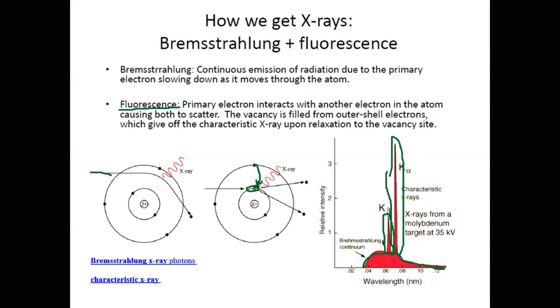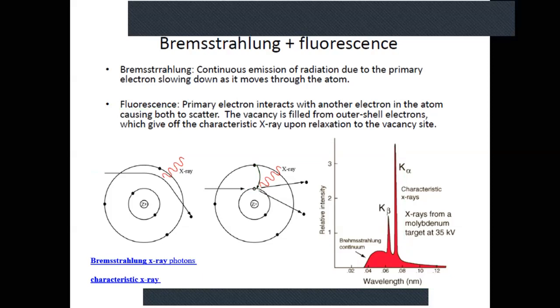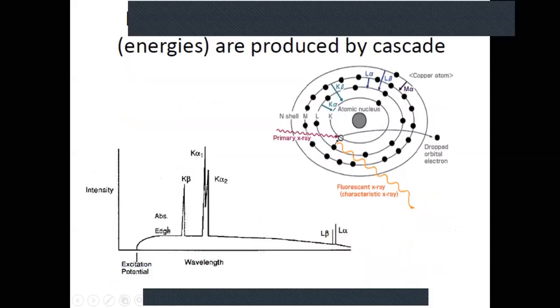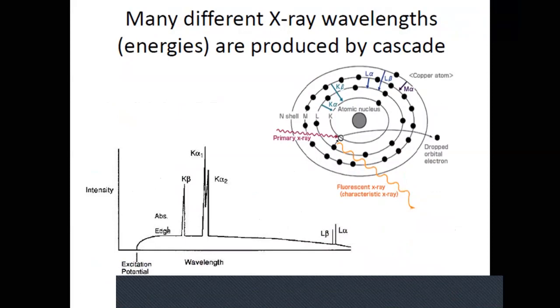Now, when you have a chance later, check out these two links here. It shows you the difference between the Bremsstrahlung and characteristic X-rays in a little video. So now we're just going to focus on the fluorescence and how they produce different X-rays. Again, we're not too concerned about Bremsstrahlung because we don't use that in X-ray crystallography. We use the discrete wavelengths.